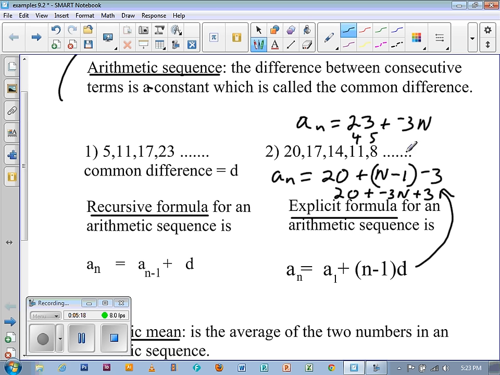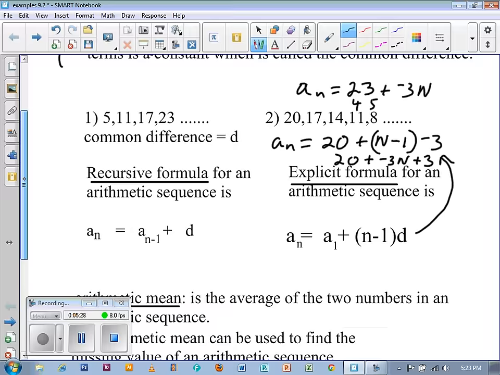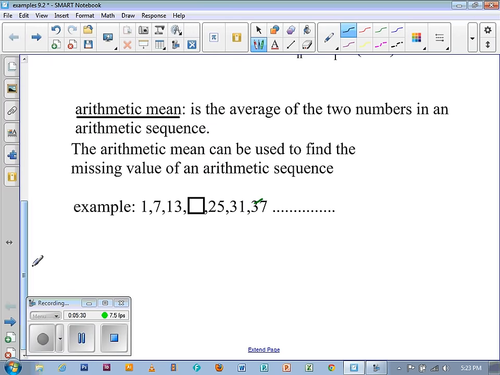I could put the 100th term in and it will give me the value, which is very useful when working with sequences. All right, so hopefully that went well. Now the last thing on this page I want to go through with you is called the arithmetic mean. The arithmetic mean is simply the average of the two numbers in an arithmetic sequence. The arithmetic mean can be used to find the missing value of an arithmetic sequence.